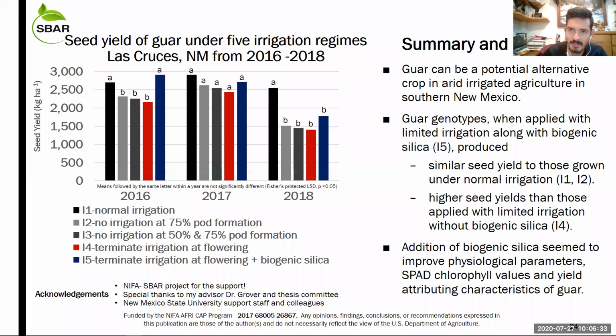Yes, what I mentioned is that it is only essential as an element for plant growth for the Equisetaceae family, but it's not necessarily an element that is required for plant growth. It's more like a plant growth promoter, but it helps with the physiological things in the crop. That's what we found. Another thing we found interesting is with the SPAD, the chlorophyll content increased with the use of biogenic silica, so it helps with the absorption of light.